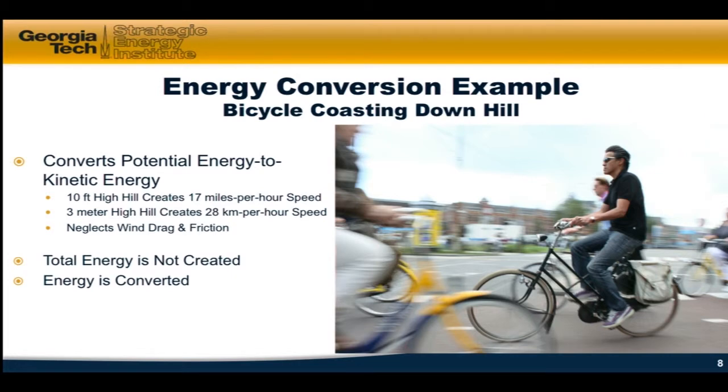So this is a good practical example, one you can probably intuitively understand. But of course, we do the opposite when we climb back up the hill. We're adding potential energy to ourselves and to the bicycle so that we can coast down on the other side.